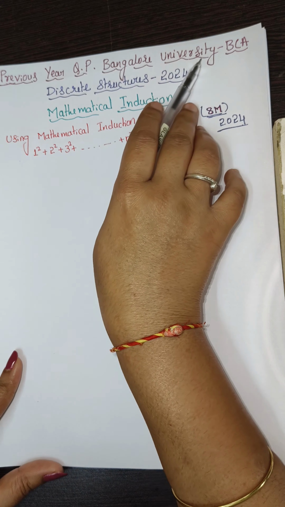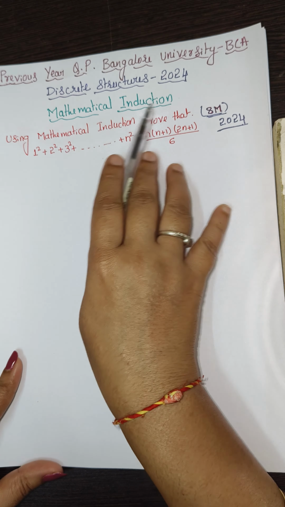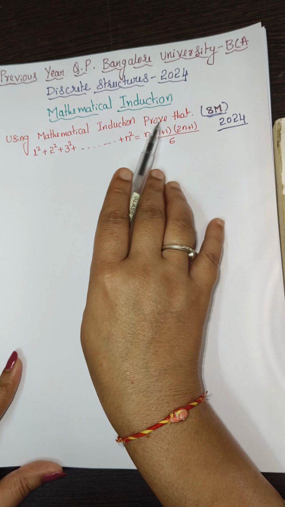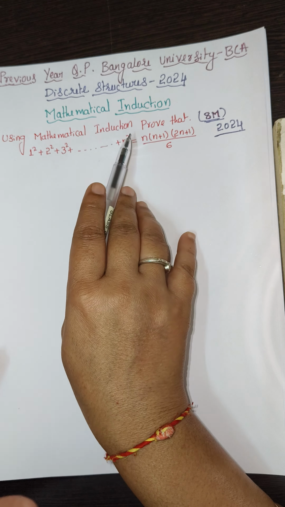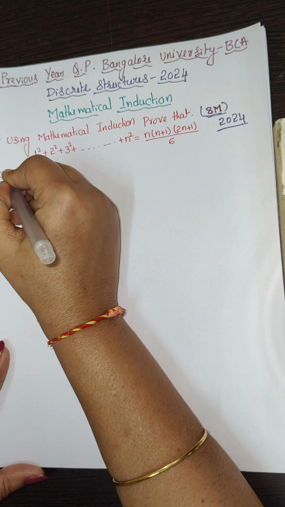It's a previous year question paper of Bangalore University BCA first semester Discrete Structures 2024, mathematical induction, 8 marks. Using mathematical induction we need to prove this series, the sum of the series formula. Solution. What is the first step here?